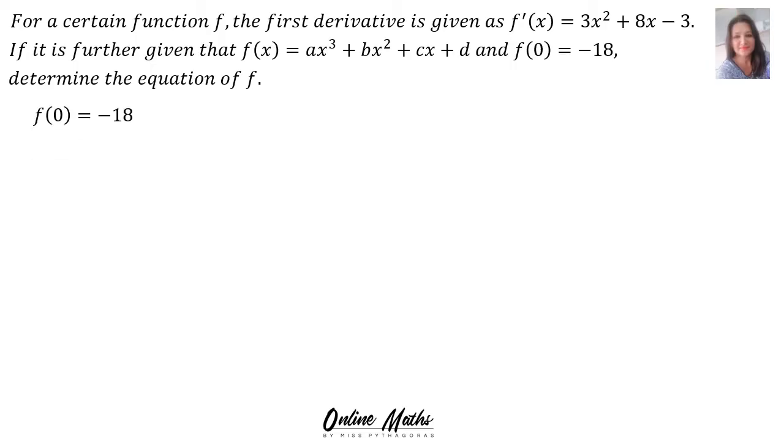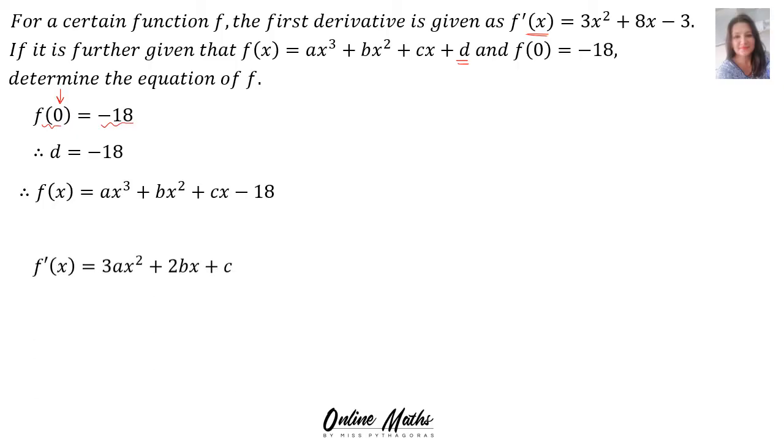Now, first of all, let's zoom in on this. This is a very important piece of information. f of 0 equals negative 18. That means that's the y-intercept since x is equal to 0. Therefore, we can already start by saying that d is negative 18. In goes d, negative 18. Now, what is given is that this one is a derivative. Then, let's take this function of ours and find the derivative.